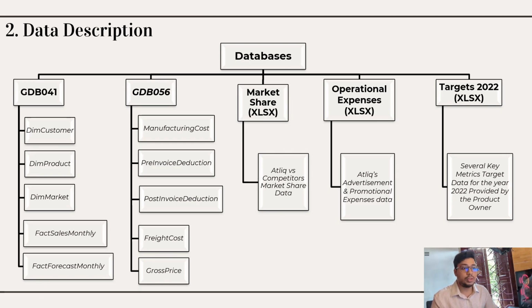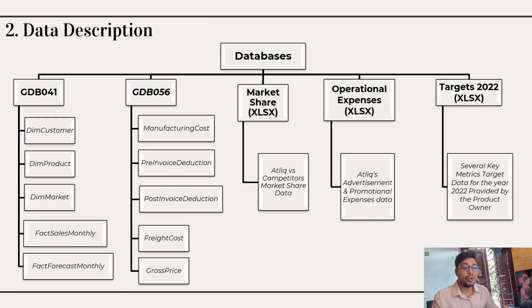From the database GDB 041, we are getting the customer data. The customer table shows us different customer data, like what the customer names are, what the unique customer codes are, and so on. And from the DM product table, we are getting the product information, like what products are sold by Atlic Hardware, different product categories and different product segments.